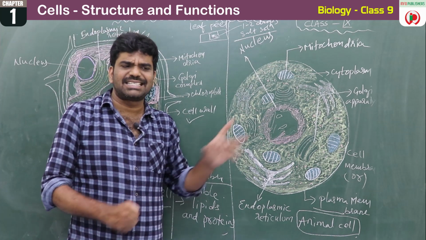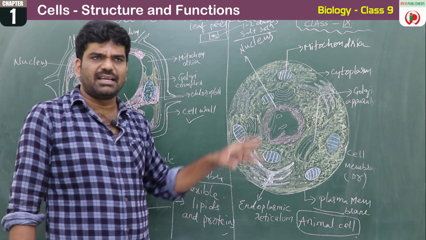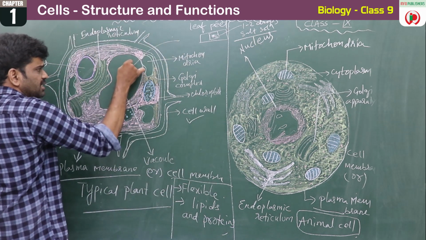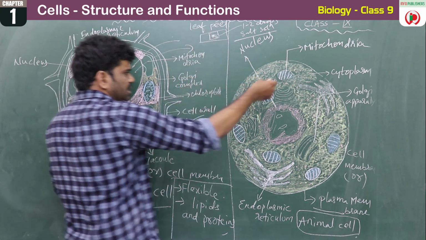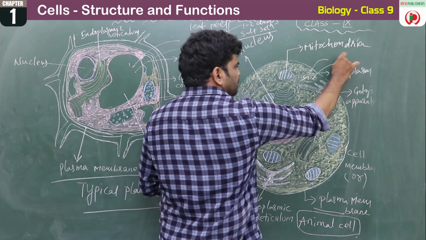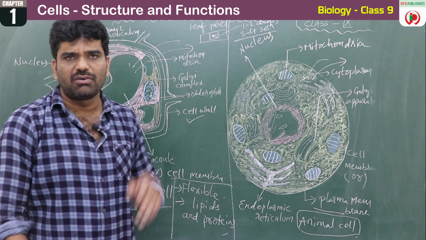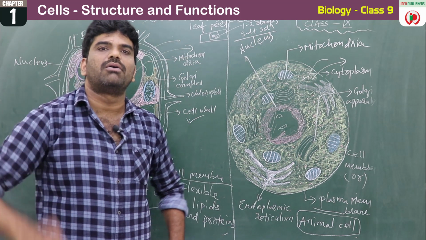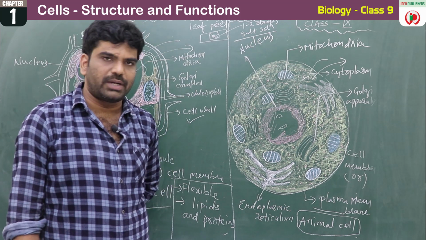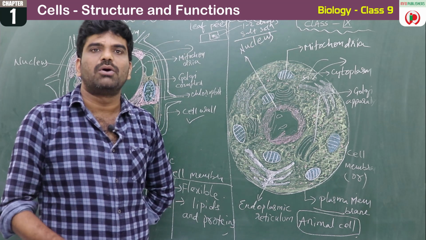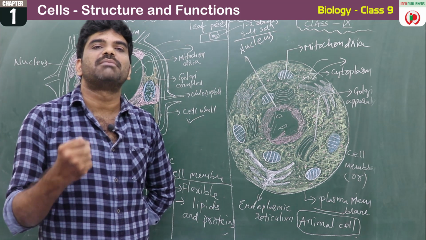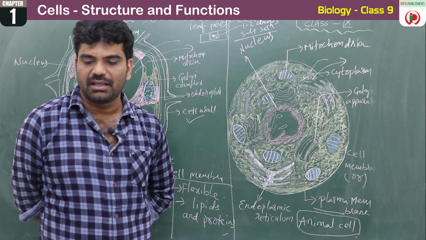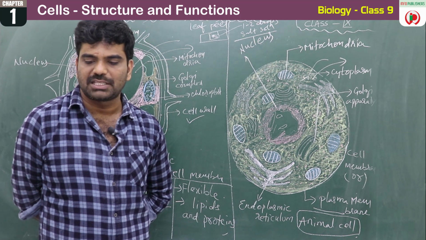Any substance entering or leaving the cell, say definitely this is a cell, some substances should enter the cell, some substances should leave out of the cell. Then who will decide which substances should enter, which substances should go out? This will be decided by the plasma membrane. So any substances entering or leaving the cell can do so only through the plasma membrane.